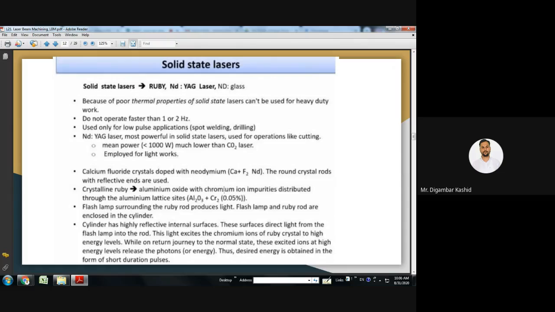So this is about the solid state lasers. Please keep in mind which are the solid state lasers and which are the materials we can use.